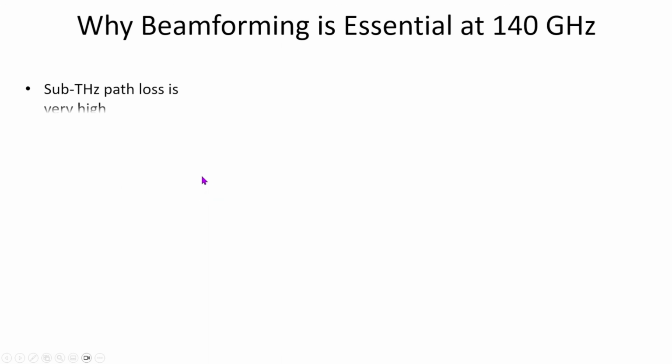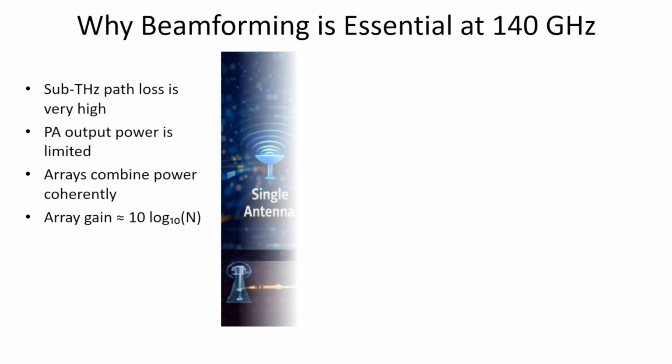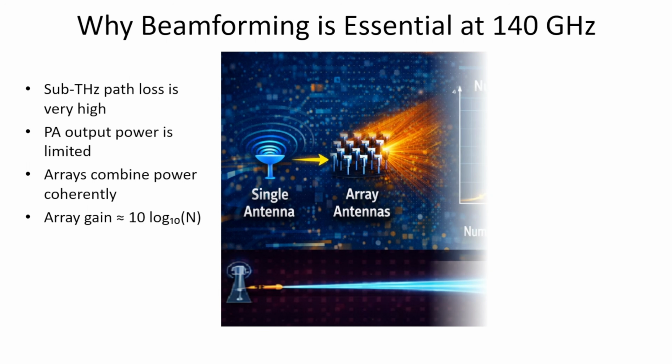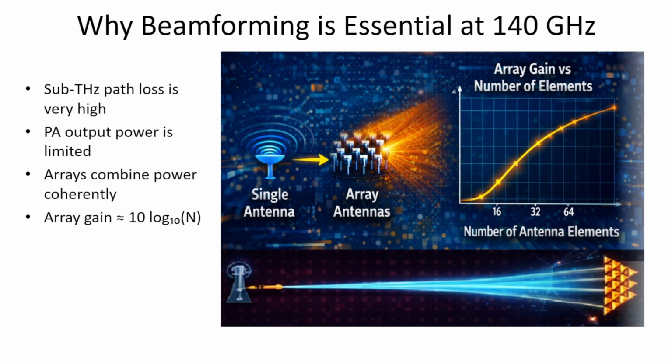At lower frequencies, a single antenna might be sufficient. But at sub-THz frequencies, the link budget becomes extremely challenging. Path loss increases with frequency, while PA output power is limited. Beamforming combines signals from many antennas.